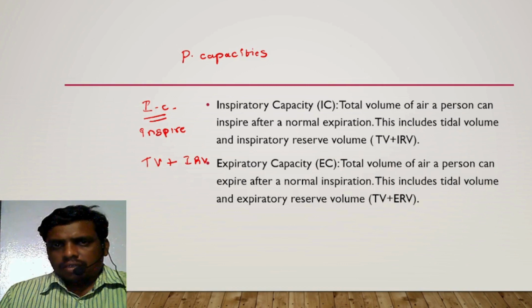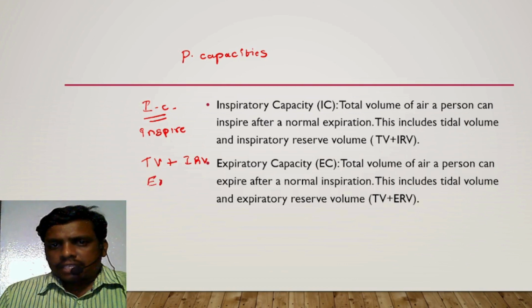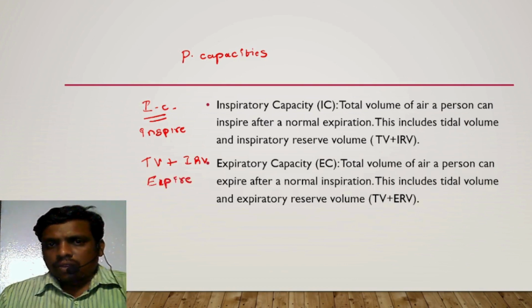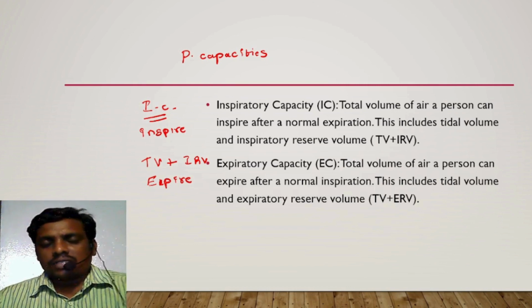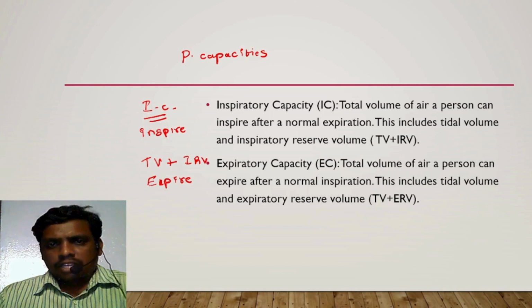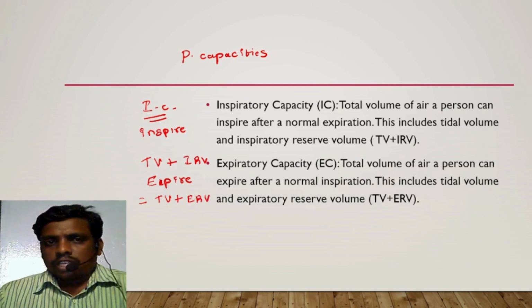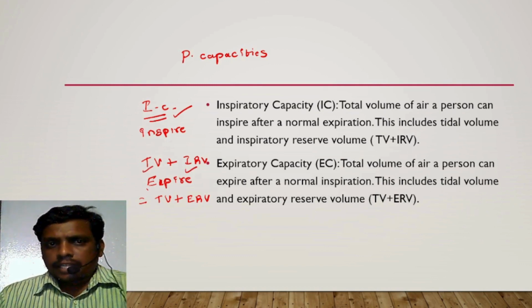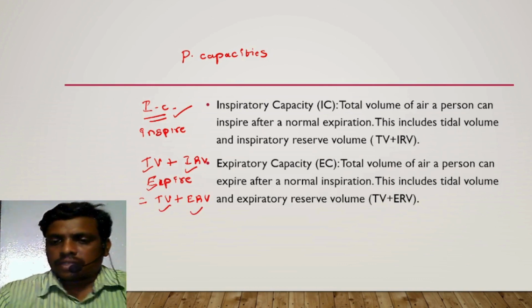Next one, expiratory capacity. The total volume of air, opposite to inspiratory capacity, that a person can expire, okay, expire in the sense not die or death. The volume of air a person can expire even after a normal inspiration. This includes tidal volume plus expiratory reserve volume. So inspiratory capacity includes tidal volume plus IRV, and expiratory capacity includes tidal volume plus ERV.